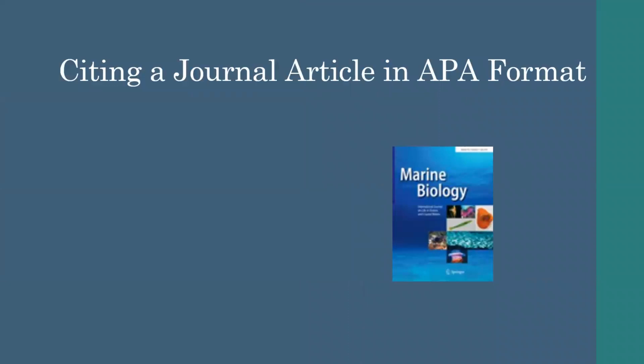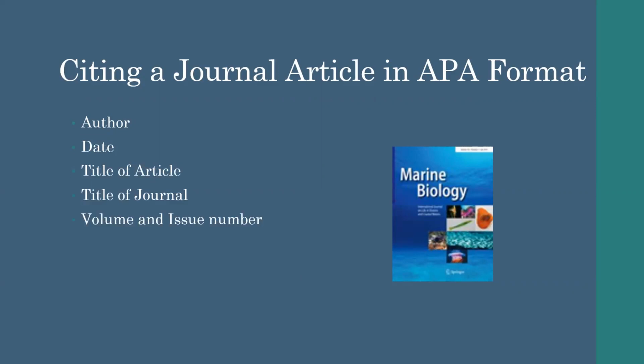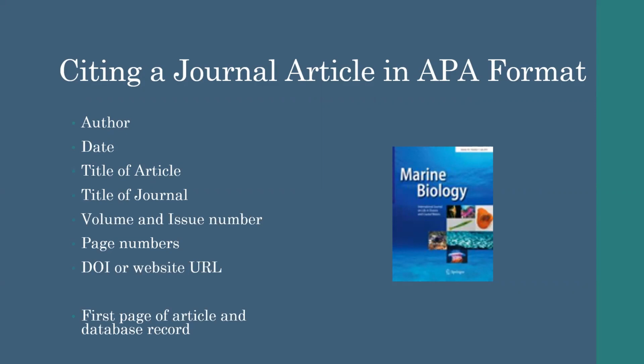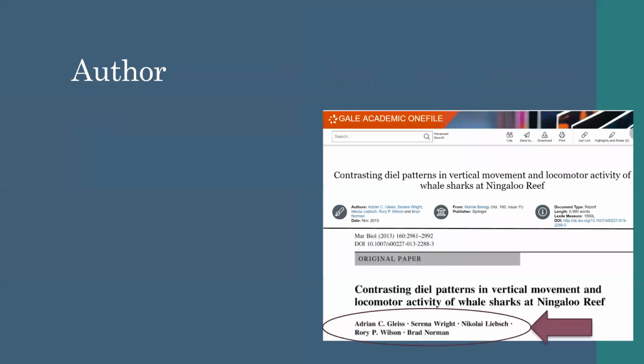When citing a journal article in APA format, you'll be looking for several basic pieces of information: the author, the date of publication, the title of the article, the title of the journal, the volume and issue number of the journal, the page numbers of the article, and the DOI, digital object identifier, of the article or its URL if it was found on a website. You can usually find this information by using the first page of the article and the record in the database.